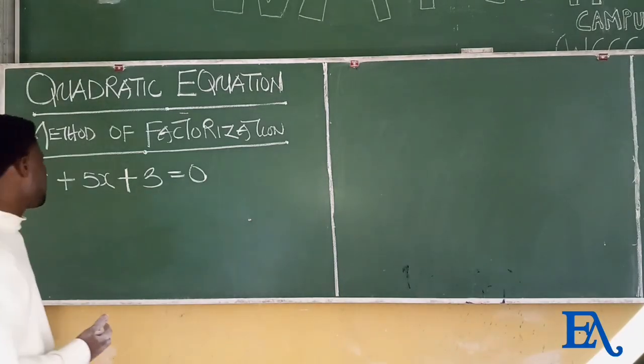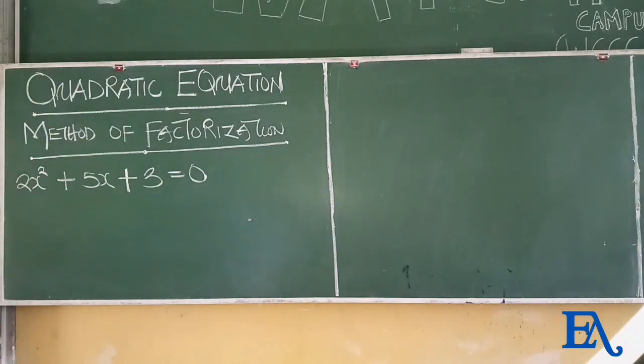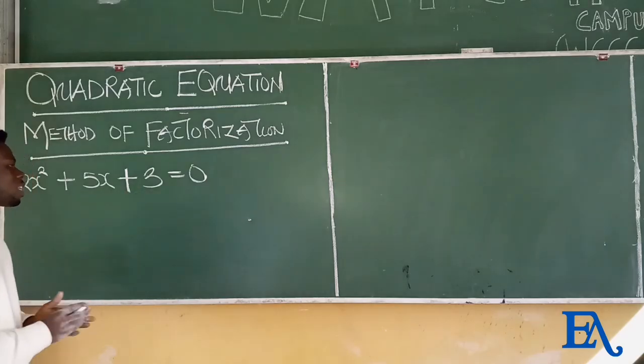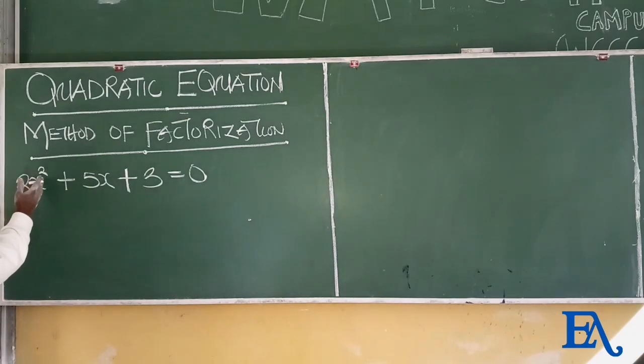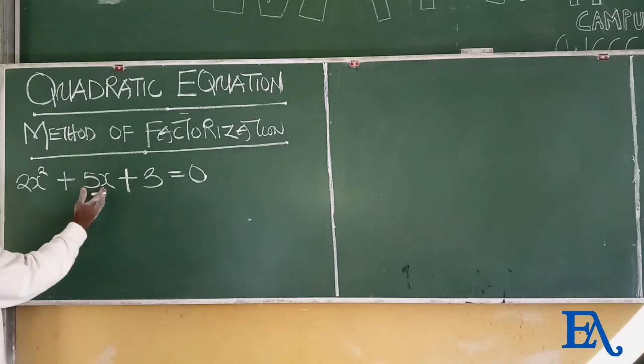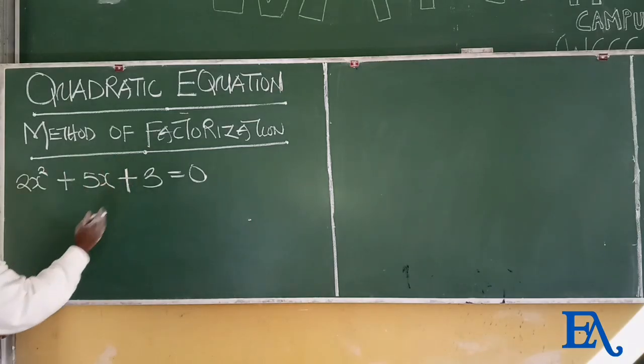Alright, let's consider the example on the board using the method of factorization. On the board we have 2x squared plus 5x plus 3 equal to 0. Now let's record that we have 2 as the coefficient of x squared, and we have plus 5 as the coefficient of x. Then we have 3, a number without a letter attached to it, which is called the constant term. These things are very important, take note of it.